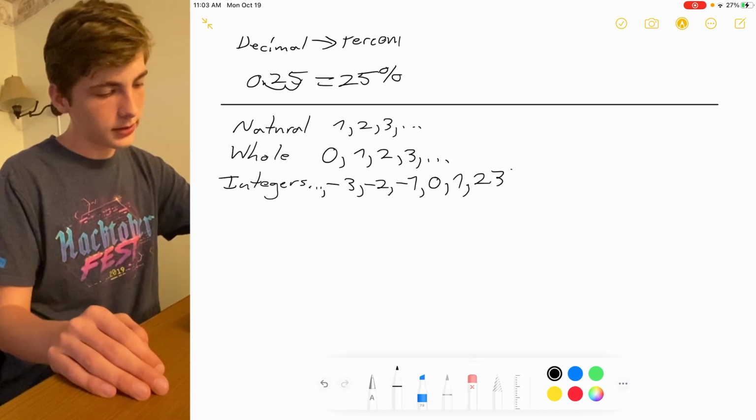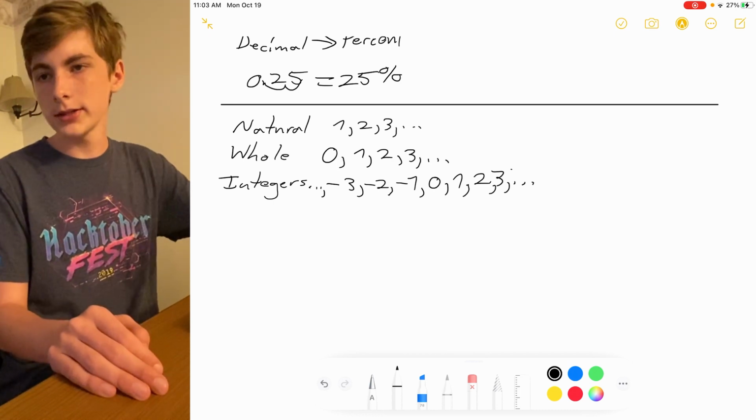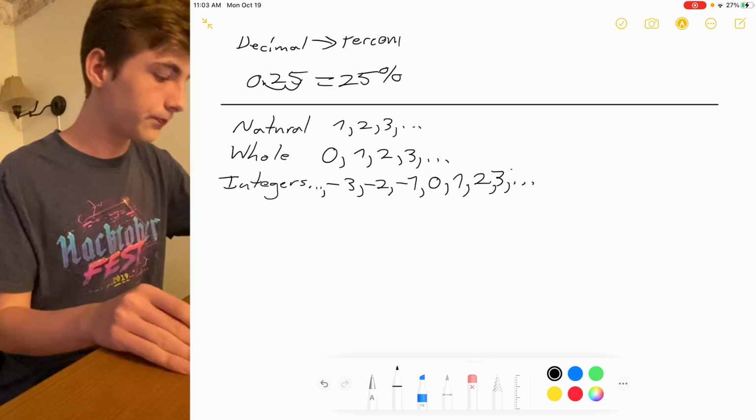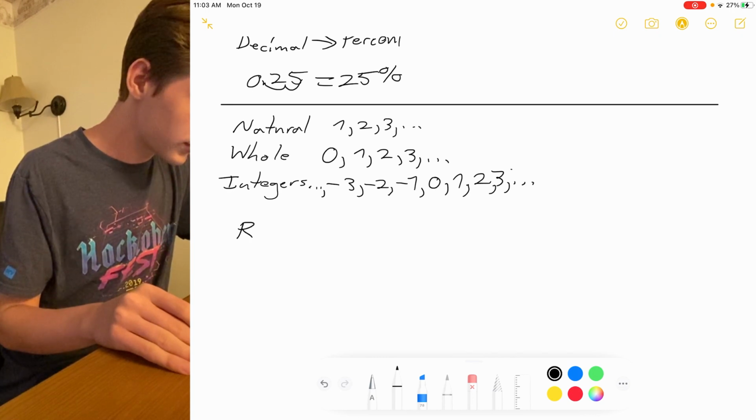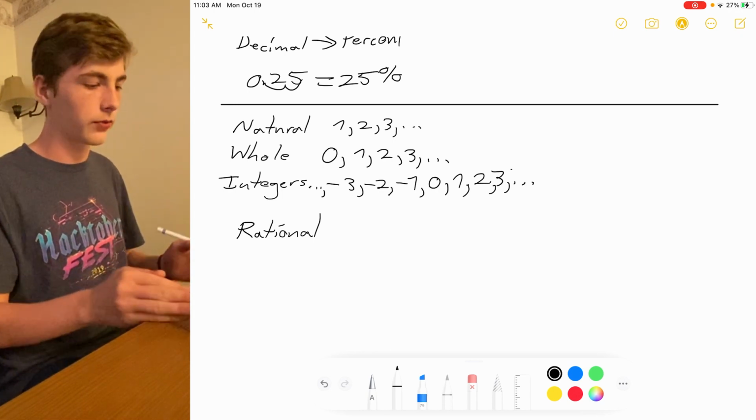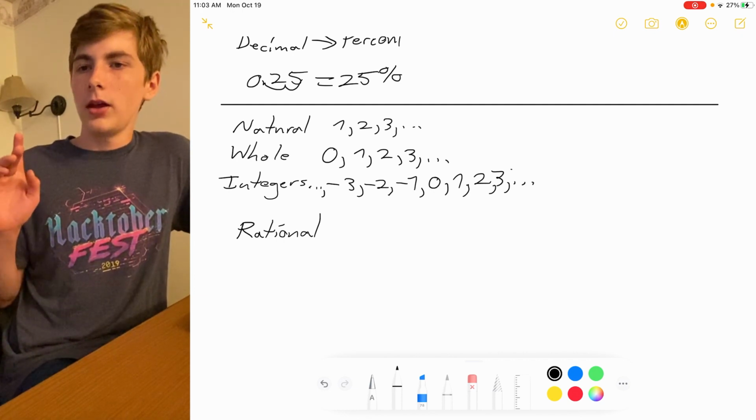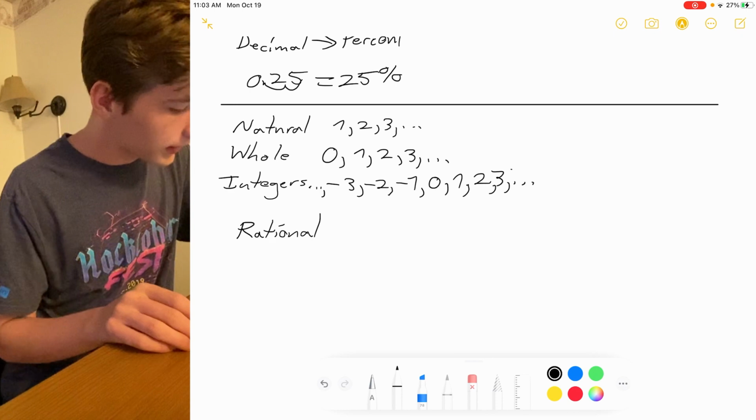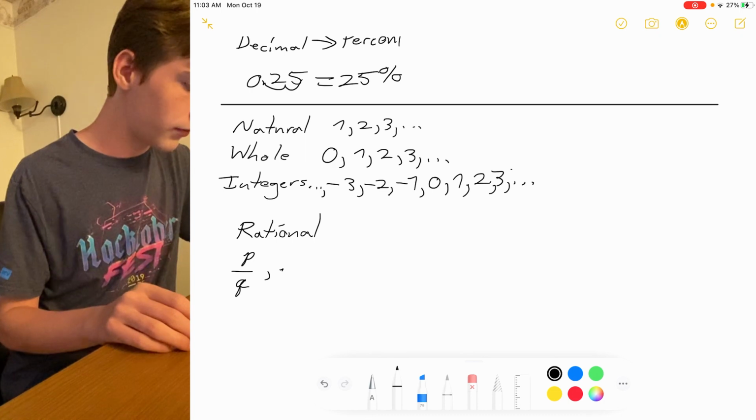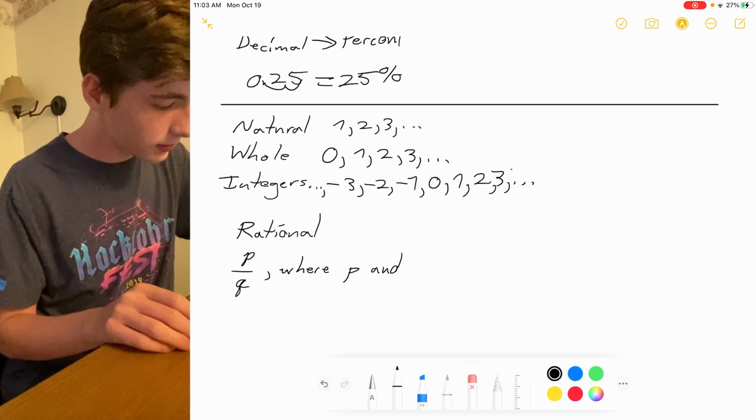Well, if we just add fractions, let's not worry about decimals yet. If we just add fractions, we're going to get what we call the rational numbers. So the rational numbers, the reason we call them rational is because of that word ratio, which basically just means a fraction. Any number is rational if it can be written as P over Q, where P and Q are integers, and Q is not equal to 0.